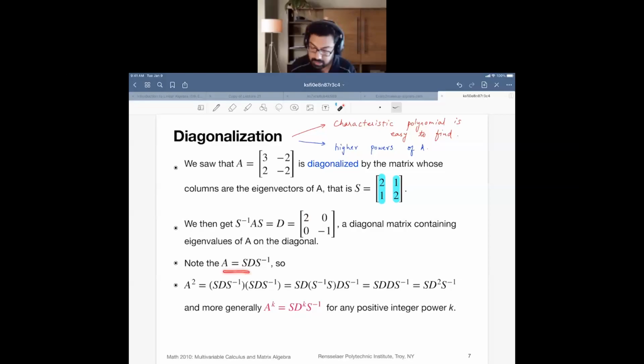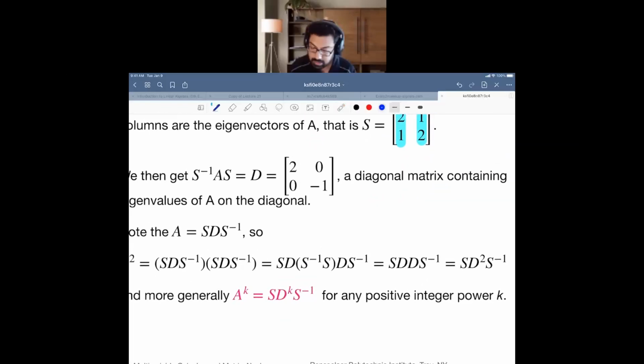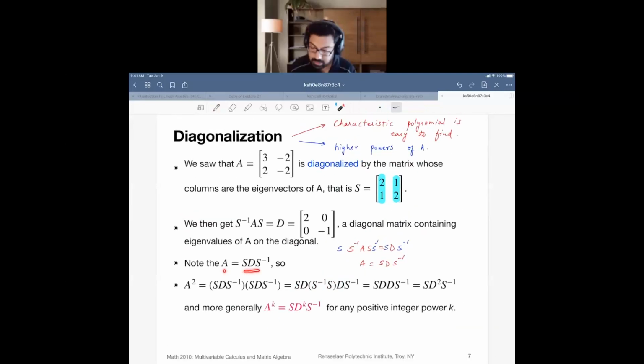Now, A can be written as S D S inverse. How can you do that? Well, the same as before. If S inverse A S equals D, then I need to get rid of these two guys. So I'm going to multiply with S here, and S inverse here, which means I also need to multiply S here and S inverse here. So what I'm left with is A equals S D S inverse. Because we know that condition holds true, we diagonalized A to get D. Now take a look at what happens when you raise A to a higher power.